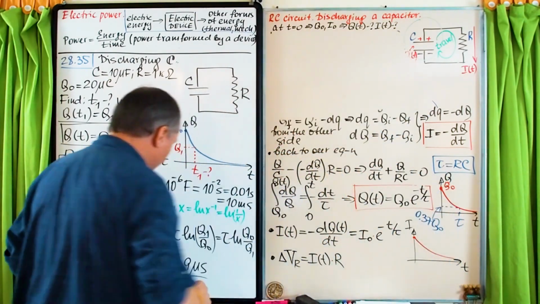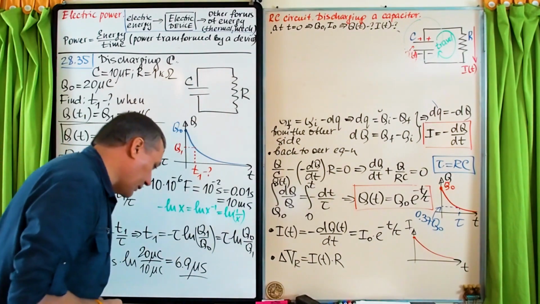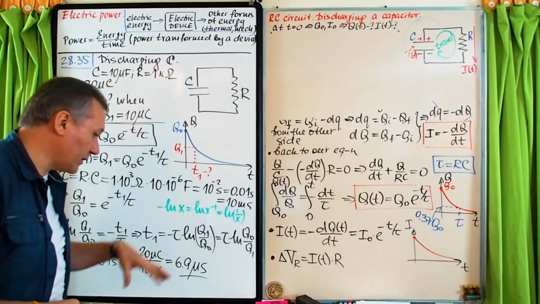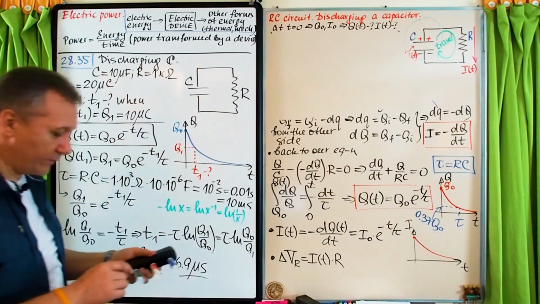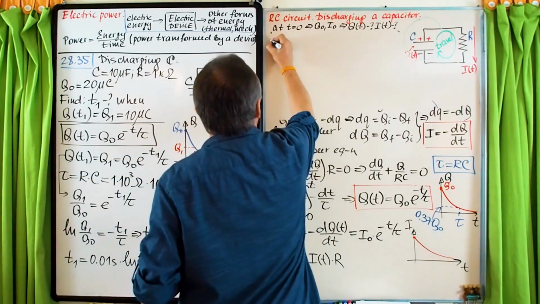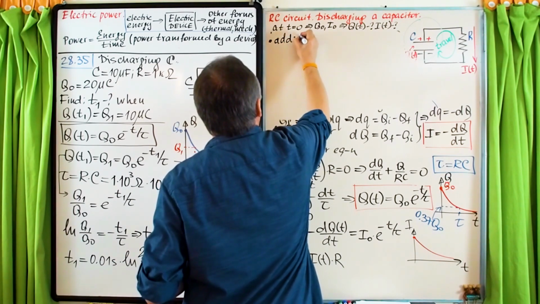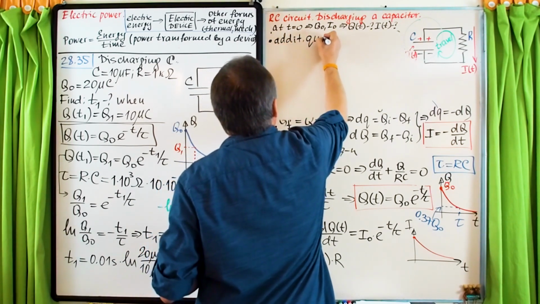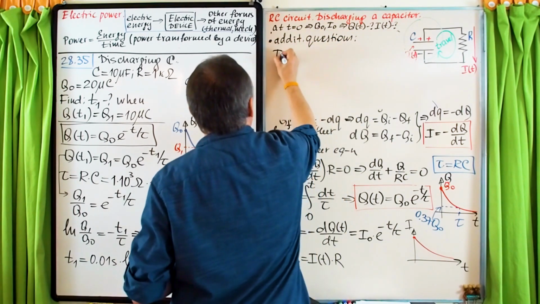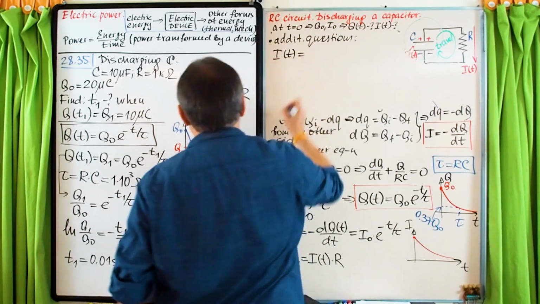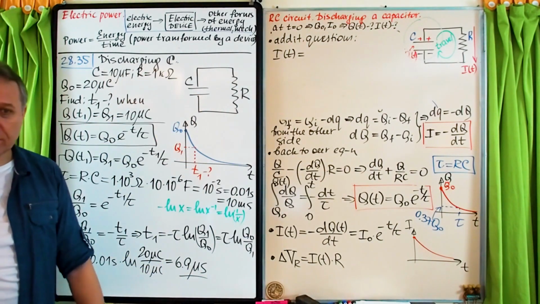So let's find, for example, how potential difference across... Okay, maybe let's find current. So what about the current function? How can we find it? So let me put additional questions. So how can we find current in this case, as a function?